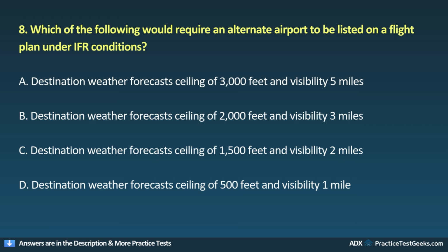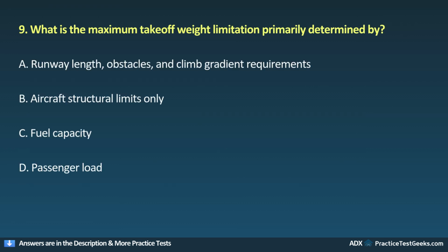8. Which of the following would require an alternate airport to be listed on a flight plan under IFR conditions? A. Destination weather forecasts, ceiling of 3,000 feet and visibility 5 miles. B. Destination weather forecasts, ceiling of 2,000 feet and visibility 3 miles. C. Destination weather forecasts, ceiling of 1,500 feet and visibility 2 miles. D. Destination weather forecasts, ceiling of 500 feet and visibility 1 mile.